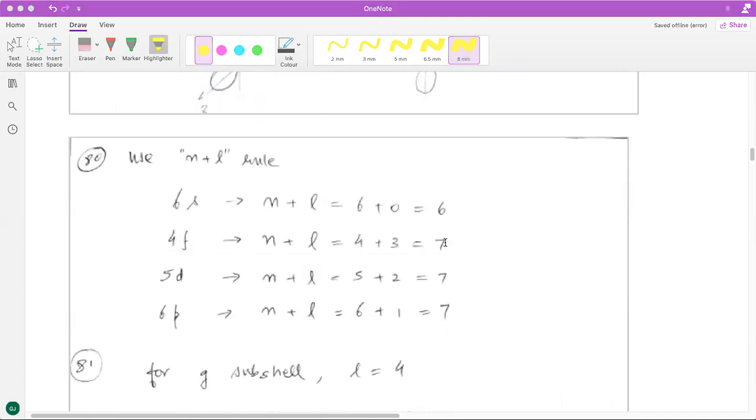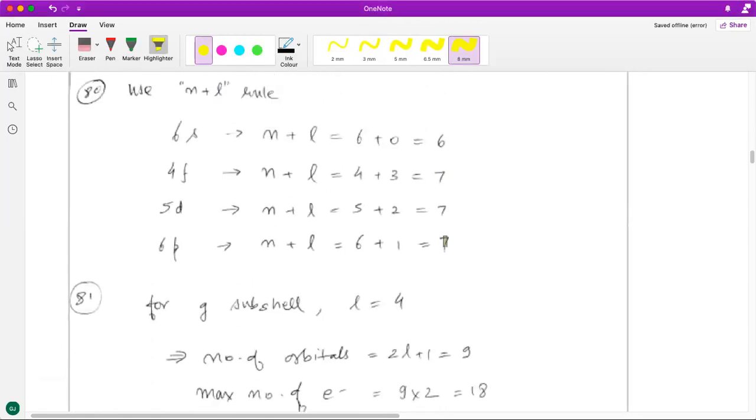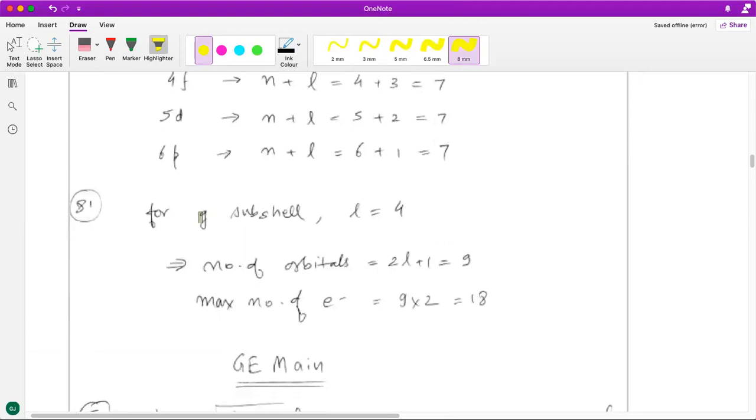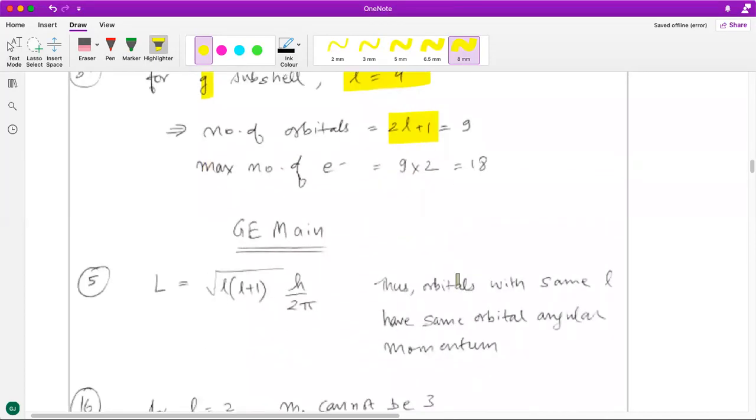All right, then 80th question, again the same N plus L rule has to be applied to do the calculation of the relative order of energy. Then as we discussed some time back, the number of orbitals present for a given subshell is 2L plus 1. For G subshell, L value is 4. So you substitute that over here and get the answer.